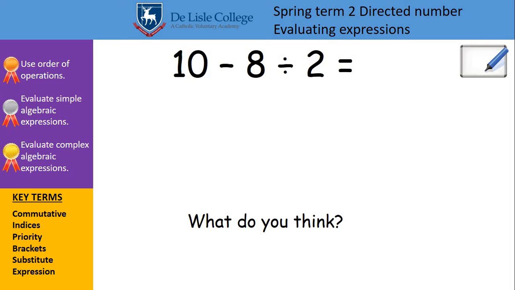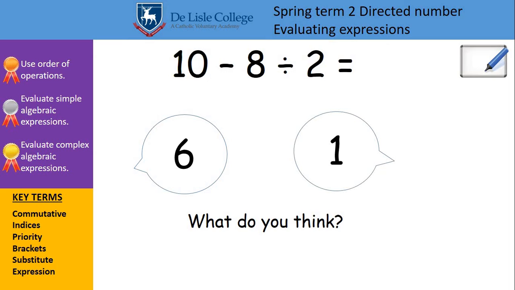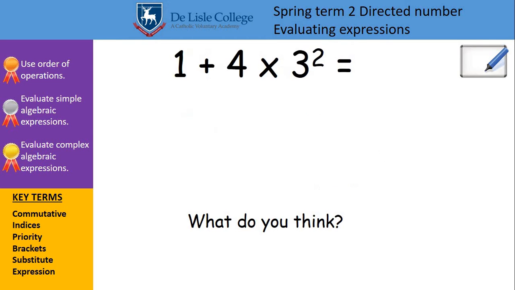Okay, so 10 minus 8 divided by 2, we'll do division first. 8 divided by 2 is 4, 10 minus 4 will get us to 6. We're not going to do 10 minus 8, which is 2, then do the division to get the answer of 1. We'll do division straight away. Third one. Pause it again there. Give yourself 30 seconds and we'll see how we did.